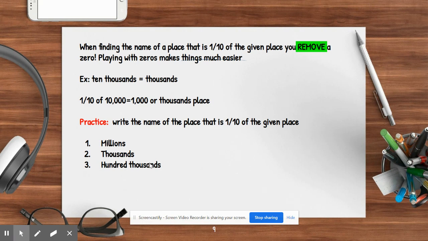Inside of this stuff up here, it says, find the name of a place that is 1/10 of a given place. Haven't we kind of already done something like that? Haven't we tried to find the name of a place that was 10 times something of another place? Yes. We've done that. So this is kind of similar to that.